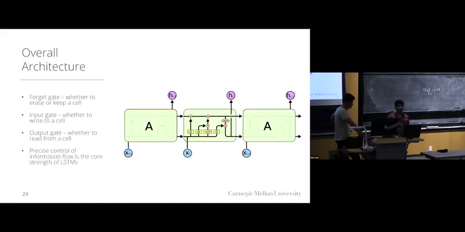So to summarize, this is the overall architecture. You have the forget gate, which determines whether or not you keep part of the old cell. The input gate, which tells you what part of the cell update you want to write to the cell. And then the output gate, which tells you what to read from the cell and add to the h sub t, which is the output. And this kind of precise control flow is what allows LSTMs to be so powerful.